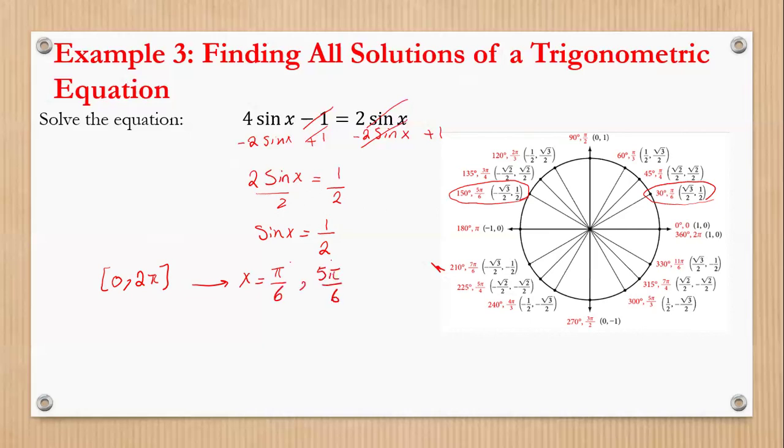But all solutions, and when I say all solutions, I mean all of the solutions, not only in the first rotation but the second rotation, third rotation, negative directions, are pi over 6 plus or minus 2k pi and 5 pi over 6 plus or minus 2k pi.